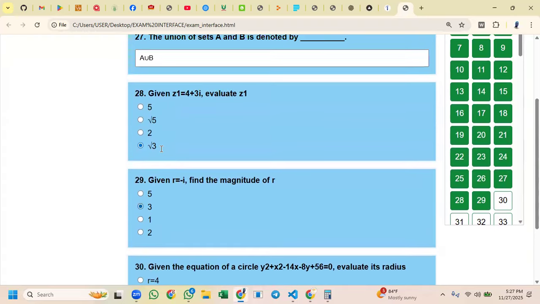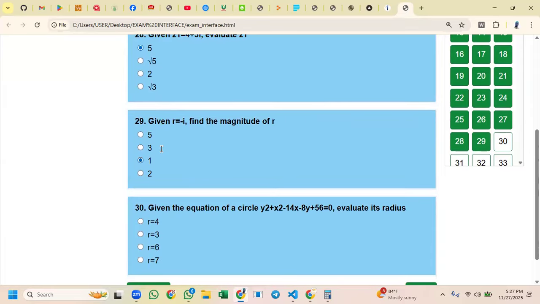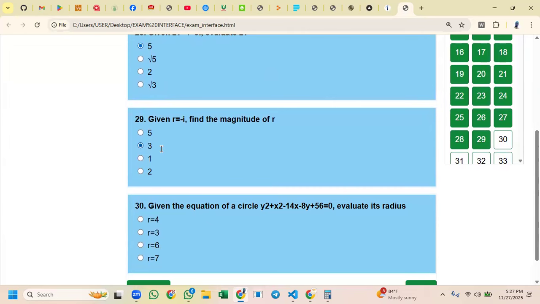Okay. Now, given Z is equal to 4 plus 3i, evaluate Zi. That is the imaginary number. What will it be? I think it's option A. If you remember that your i square is going to be minus 1, the imaginary number squared, there is a way to calculate that to get your answer. Now, given R is equal to minus 1, find the magnitude of R. That will be 1.